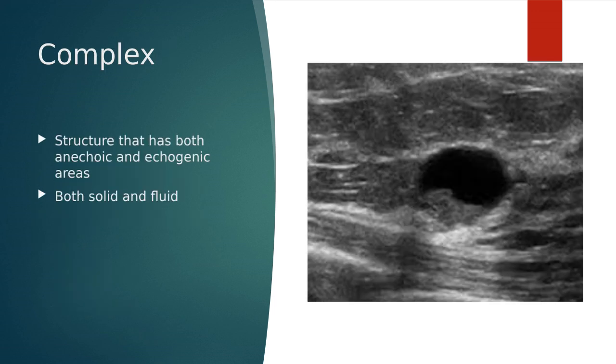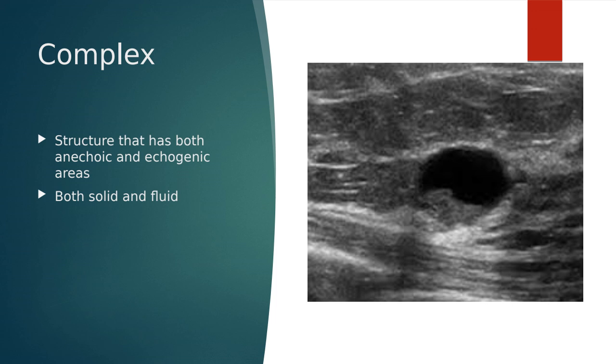Next, we have complex. So this is when we have a structure that is both anechoic and echogenic, or has both anechoic and echogenic areas. This is typically going to be a mass of some sort. We don't have organs in the body that are considered complex on a routine basis.